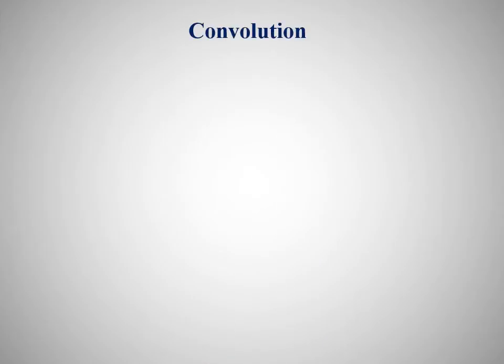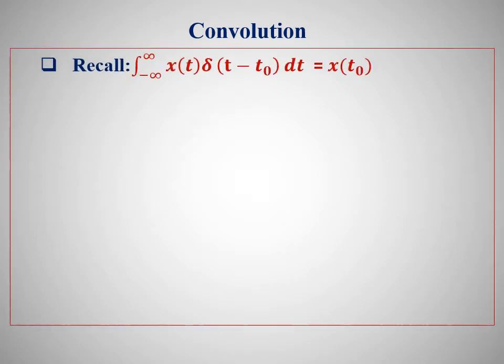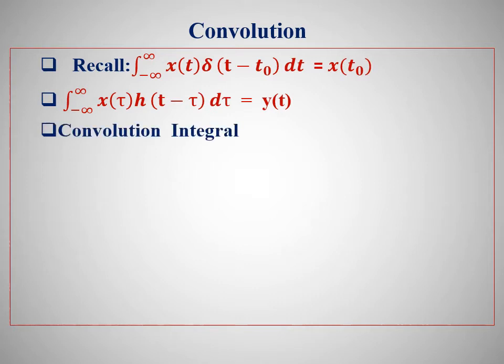Let us try to understand how the expression for convolution is obtained. Recall that for an impulse input, we had considered an expression given by the integral from minus infinity to plus infinity of x of t delta of t minus t naught dt, which is equal to x of t naught.